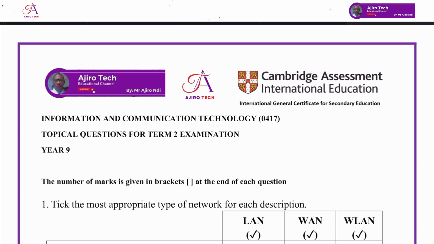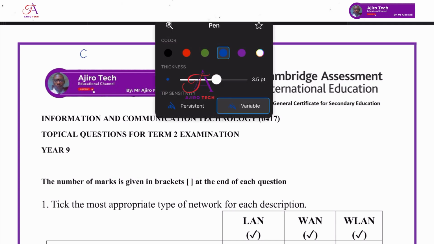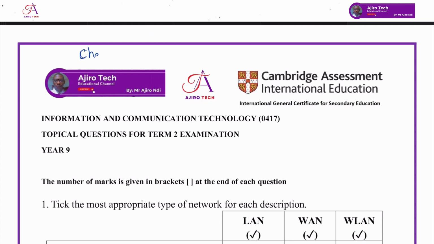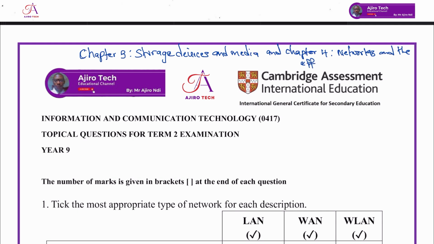Okay. So again, this is topical questions for chapter 3, which is storage devices and media, and also chapter 4, networks and the effect of using them.